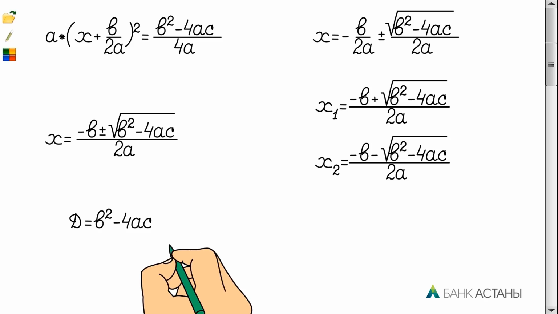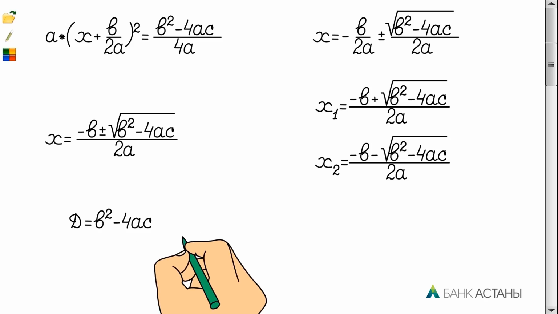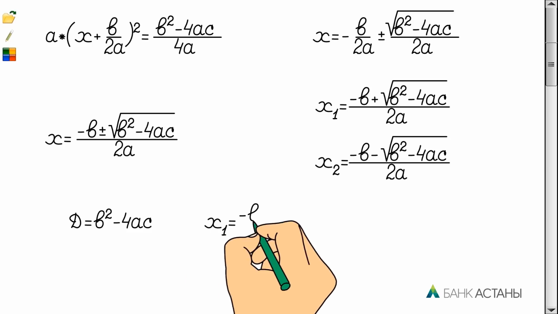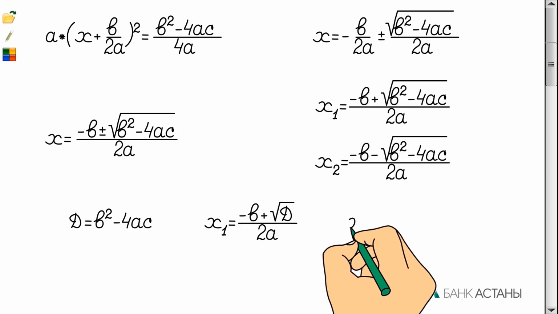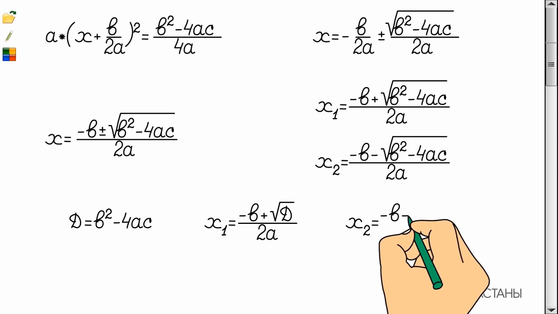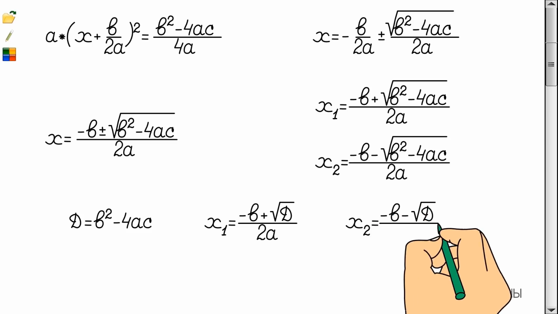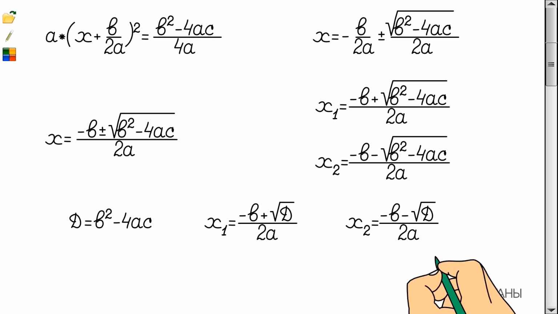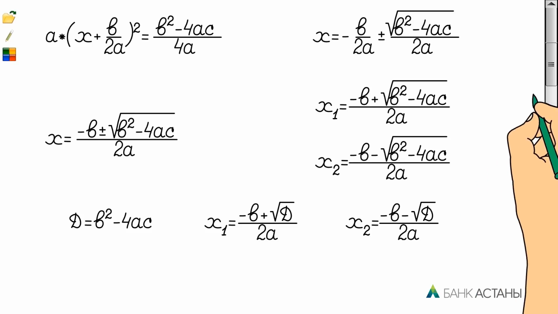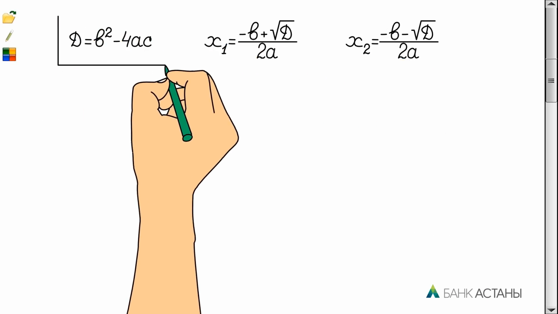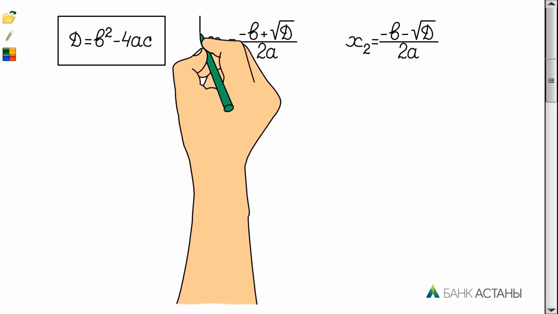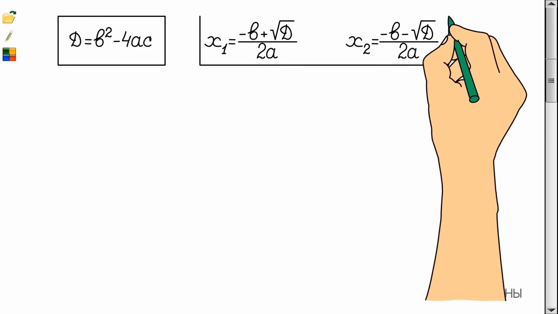So, we can rewrite the roots of the quadratic equation in the following way. x1 is equal to minus b plus the square root of discriminant, divided by 2a, and the second root is equal to minus b minus the square root of discriminant, divided by 2a. Now we get the roots of the quadratic equation. As we see, firstly we have to find the discriminant by using the formula b squared minus 4ac, and then we have to put the value of the discriminant into the formula for finding the roots of the equation.